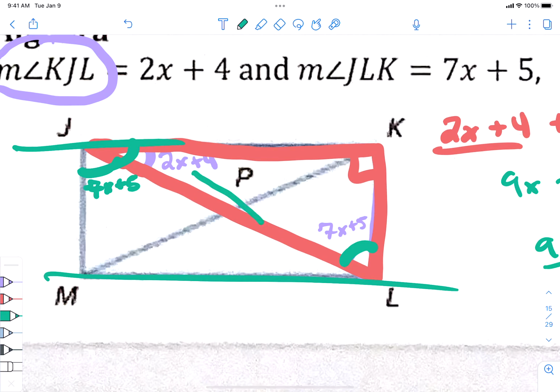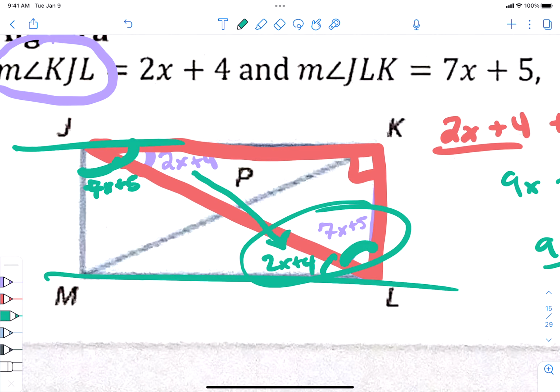Or you can move this 2x plus 4 down here, 2x plus 4, because they're alternate interior as well. And then you can see that those two have to add up to be 90. Totally true. Very good point. I like that a lot.